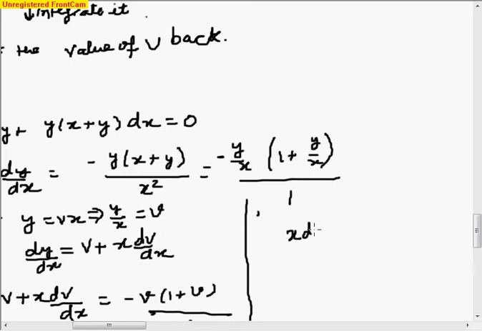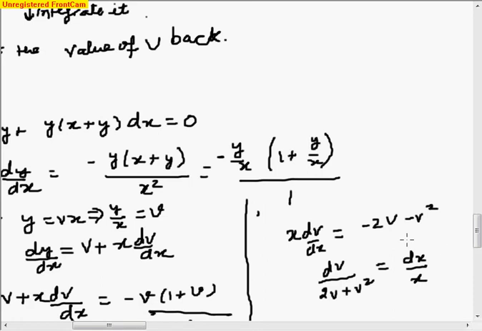x dv by dx is equal to minus v square minus 2v, minus v square, right? So I have dv upon 2v plus v square is equal to dx upon x. Now I am sure that you can integrate this thing.